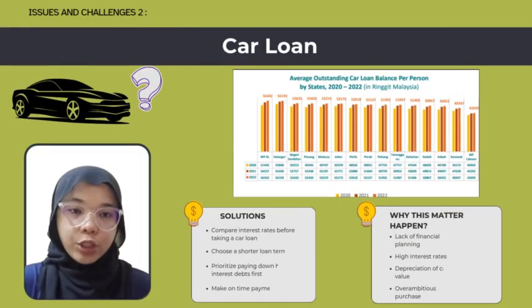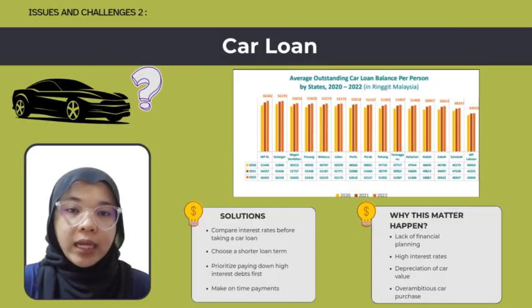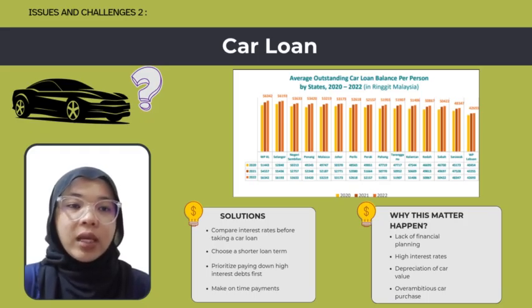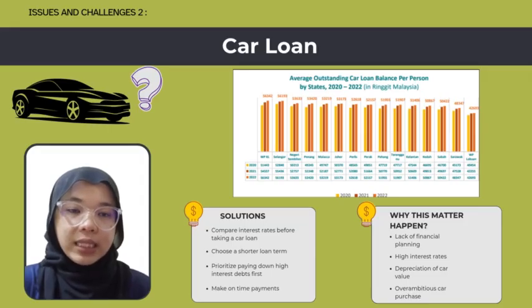Next, we move to the second issue, which is car loan. At the top of the slide, you can see a bar chart illustrating the average outstanding car loan balance per person by states, 2020 to 2022, in ringgit Malaysia. This data provides a crucial snapshot of consumer debt related to vehicles across different states in Malaysia over a 3-year period. Looking at the graph, we can observe the average outstanding balances across various states.